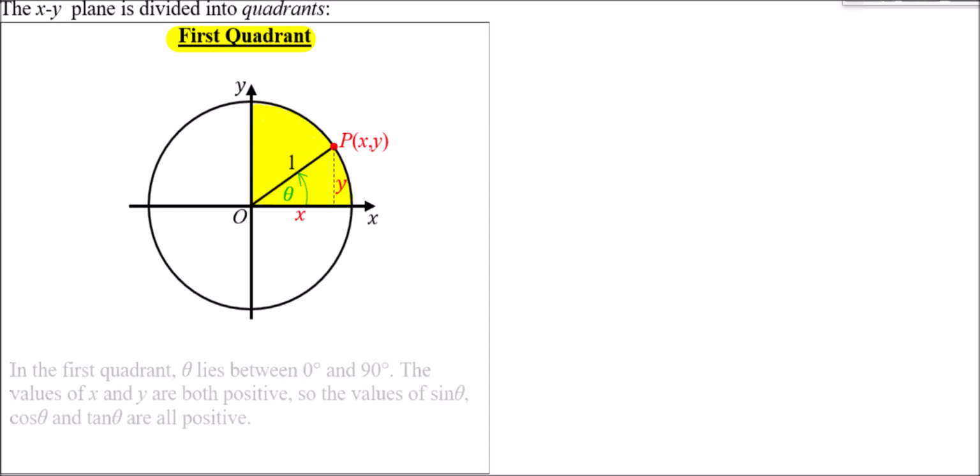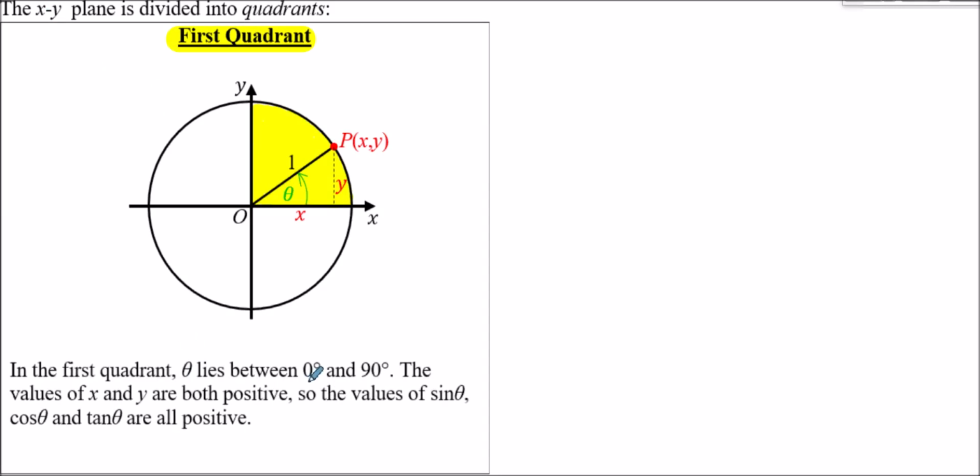For the first quadrant, theta lies between 0 degrees and 90 degrees inclusive. The values of x and y are both positive, so the values of sine theta, cos theta, and tan theta are all positive. So for any angle theta between 0 and 90, sine, cos, and tan are all positive. This then changes slightly as we move into the second quadrant.